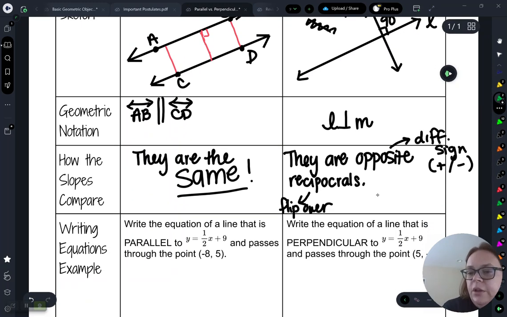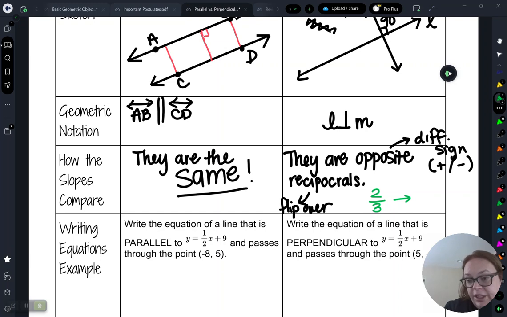Let's say we have a slope of 2/3. A perpendicular slope, we're going to flip it over and change the sign. So this is a positive 2/3. So it's going to be negative 3/2. Those are going to be perpendicular slopes.